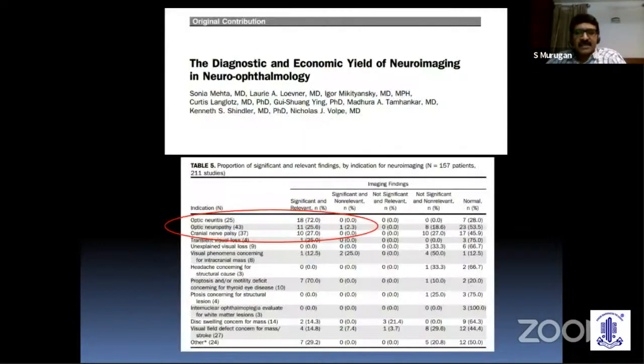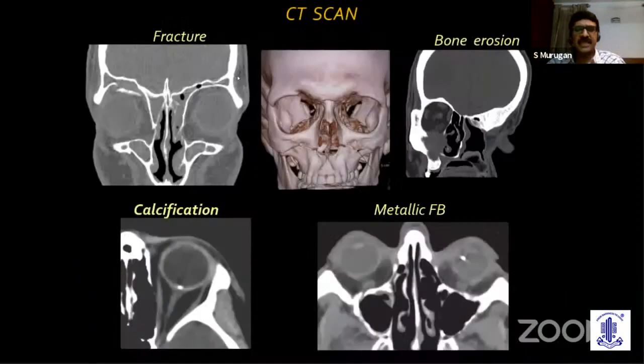Now, this is an interesting piece of literature. All these slides are take-home messages. In fact, this is very obvious. This is the diagnostic and economic yield of neuroimaging, and they have clearly mentioned that optic neuritis, optic neuropathy, that is slowly progressive neuropathy, and cranial palsy are the three major areas where neuroimaging plays a role. In fact, in my practice also, most of the referrals from neuro-ophthalmologists are around these cases.